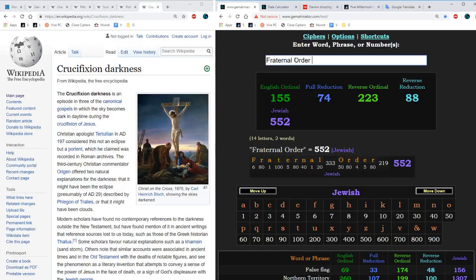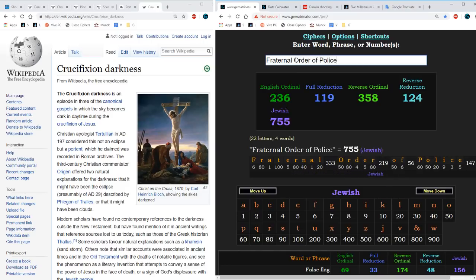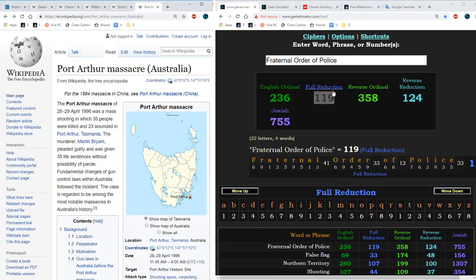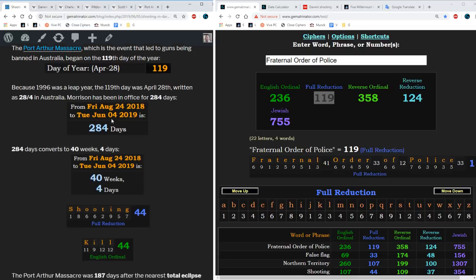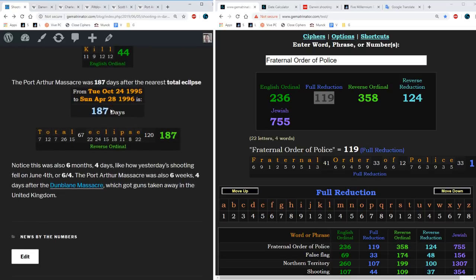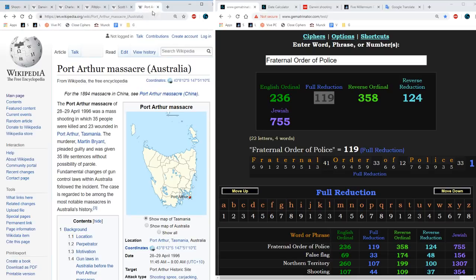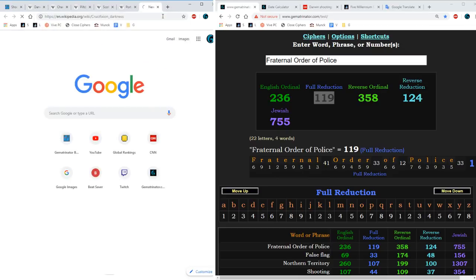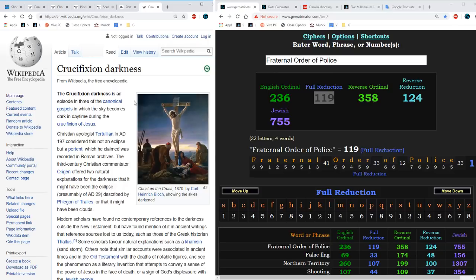119 is the reduction value of Fraternal Order of Police, who would no doubt be in charge of these events, assuming, of course, they are all actually hoaxes. But again, this eclipse code is nothing new, and it was definitely in play during the Port Arthur massacre.